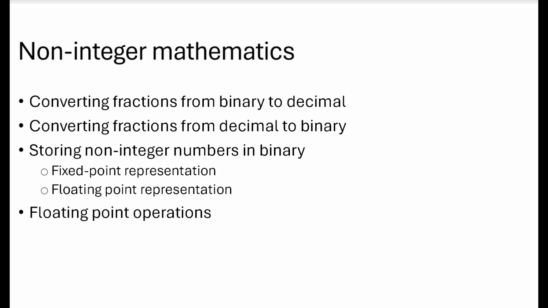in the program? And then we'll talk about two ways. We'll talk about fixed point representation, how these non-integer values get represented in binary, and we'll talk about floating point. So there's fixed point representation and there is floating point representation. And then once we're done with that, we'll talk a little bit about how to do the operations in floating points, or what they call floating point operations.